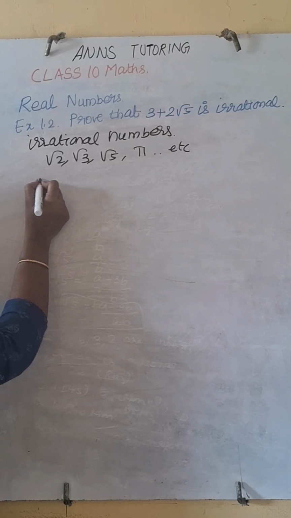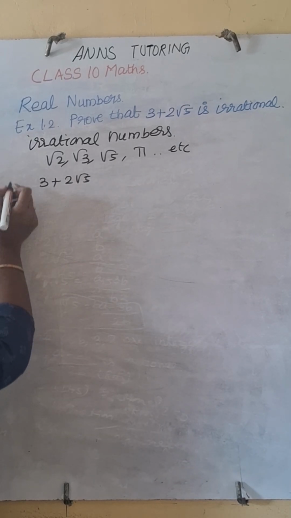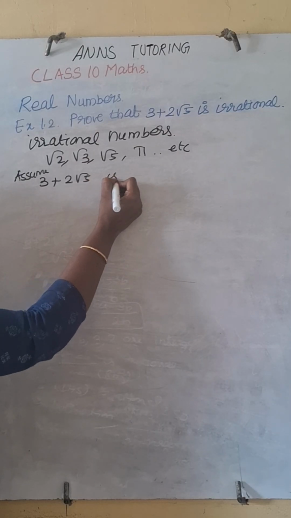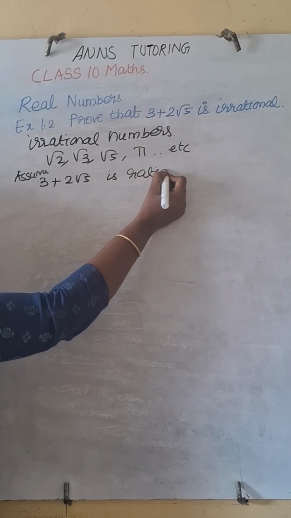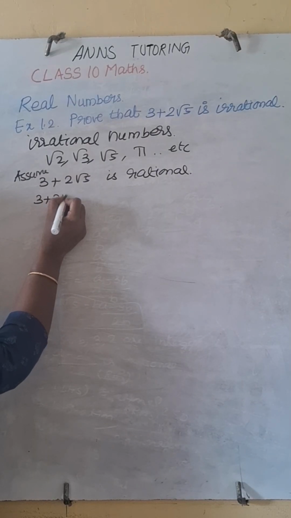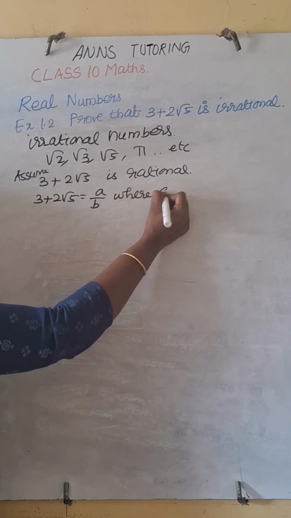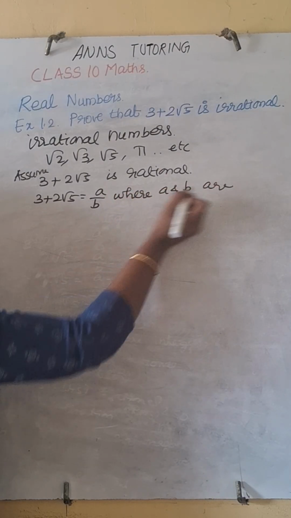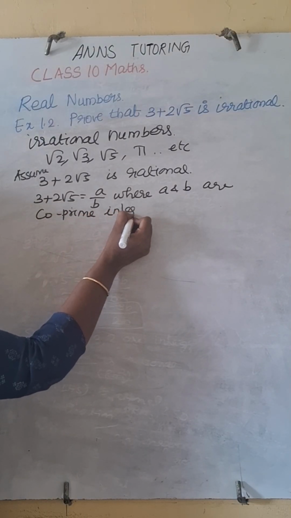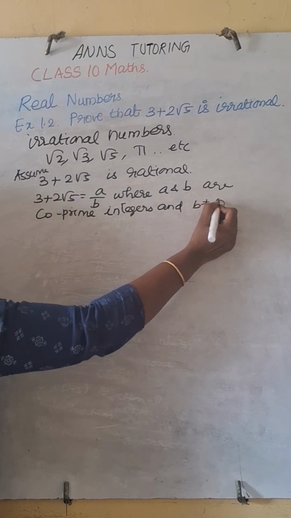So what is our question? 3 plus 2 root 5 is irrational. Okay, so I assume 3 plus 2 root 5 is rational. So 3 plus 2 root 5 is equal to a by b, where a and b are co-prime integers and b not equal to 0.